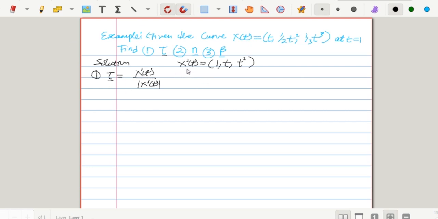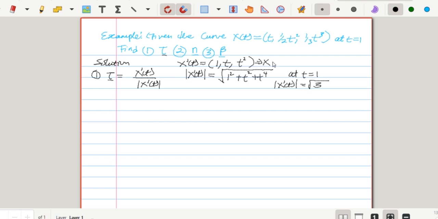So taking the modulus of this now, we are going to have 1 squared plus t squared plus t raised to the power 4. But remember, what we have is at t equal to 1, which means the modulus here is going to be equal to 1 plus 1 plus 1 plus 1, which is going to be square root of 3.